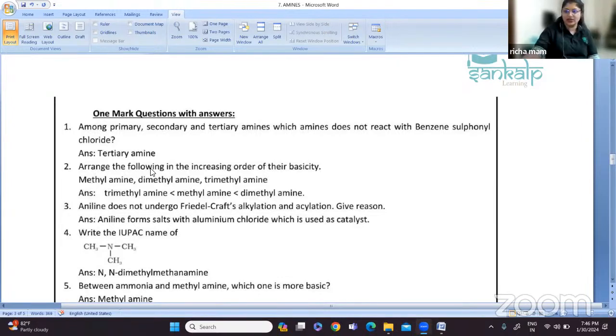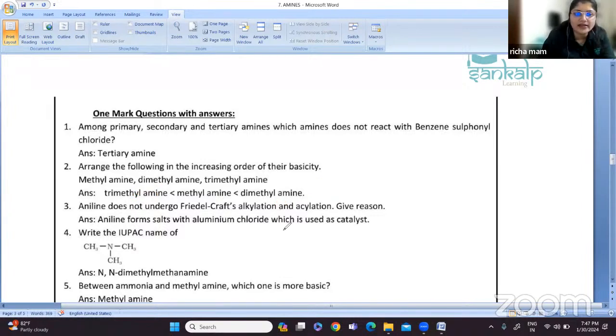We have seen this in the MCQs, right? Trimethylamine will be the least basic due to steric hindrance. There will be three methyl groups arranged, so because of that steric hindrance this will be the least. And the most basic will be dimethylamine. Remember this, okay? Don't forget.